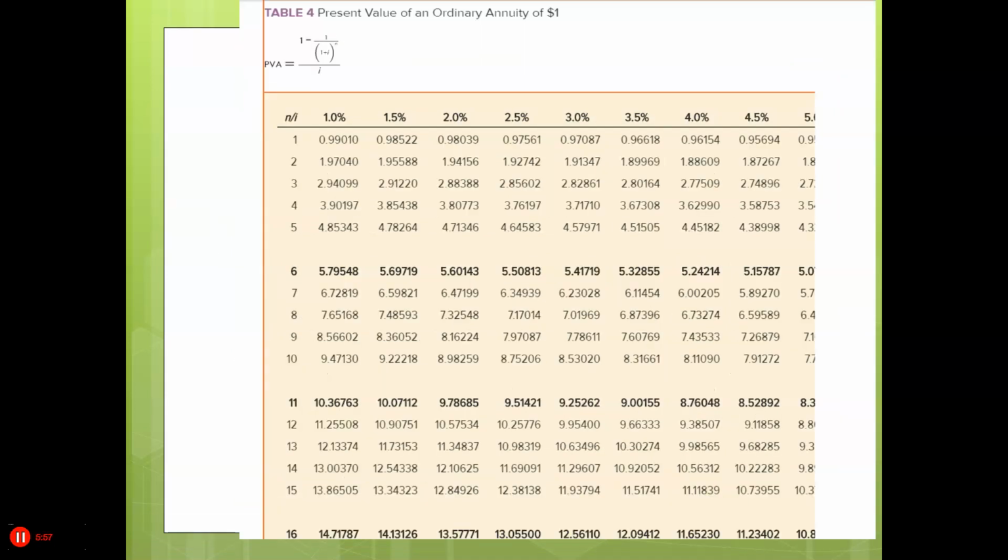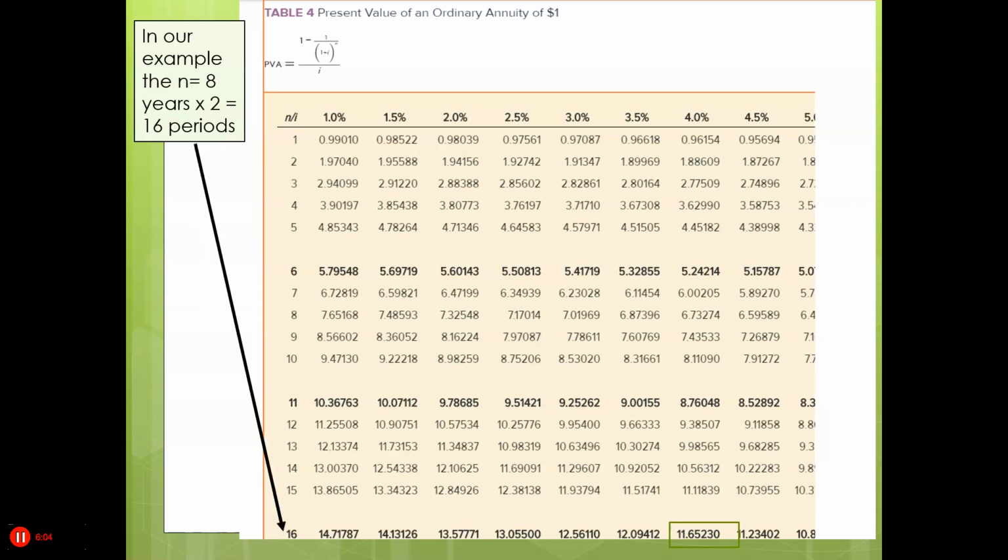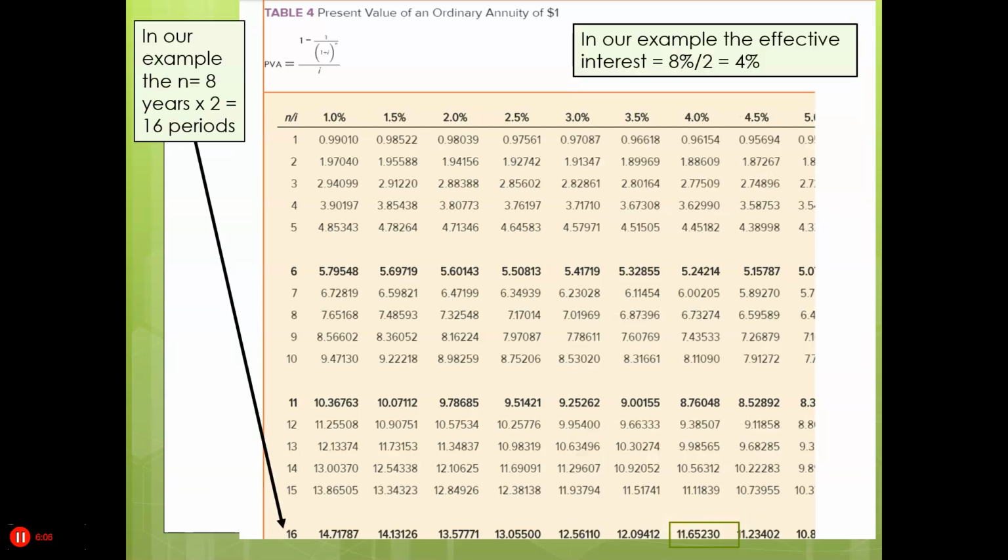Now we're going to go to the present value of an ordinary annuity table. Again, we're going to go to 16 periods, and we're going to go to 4%, and that's the factor. We're going to take that times the cash payment that would be made every 6 months, based on the face of the bond times the stated rate.